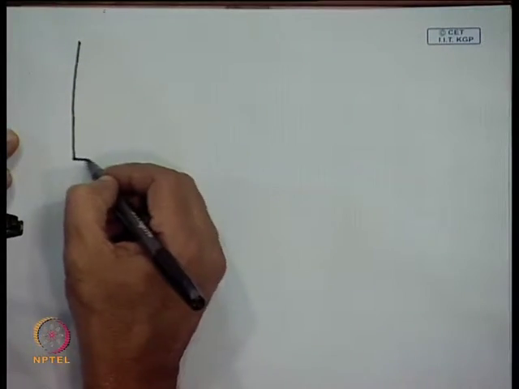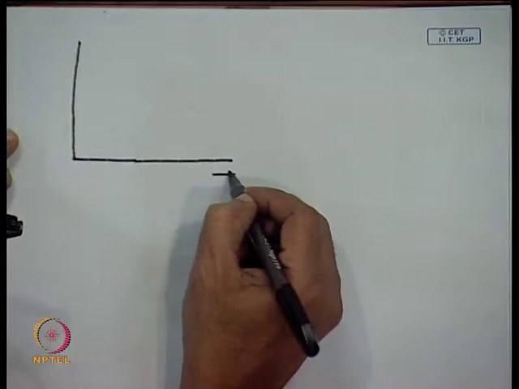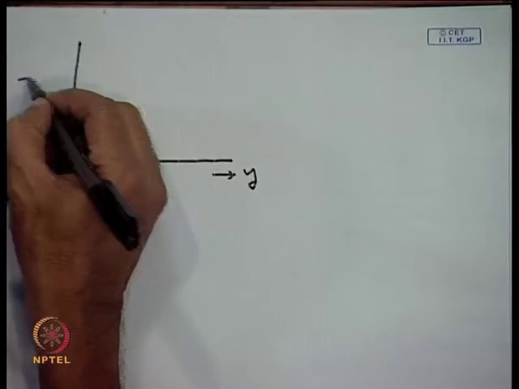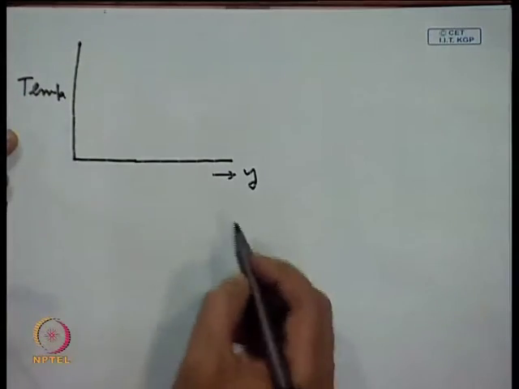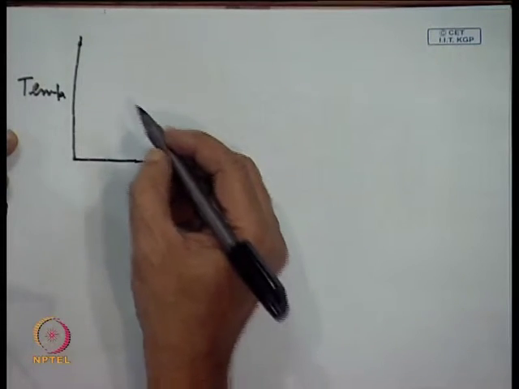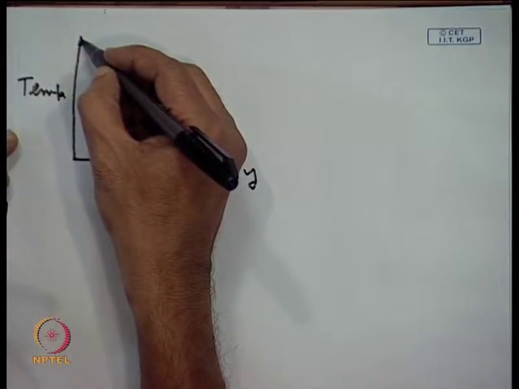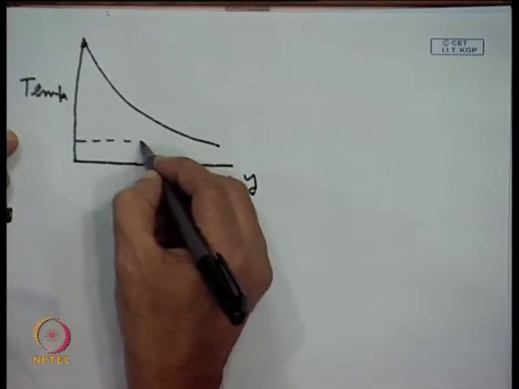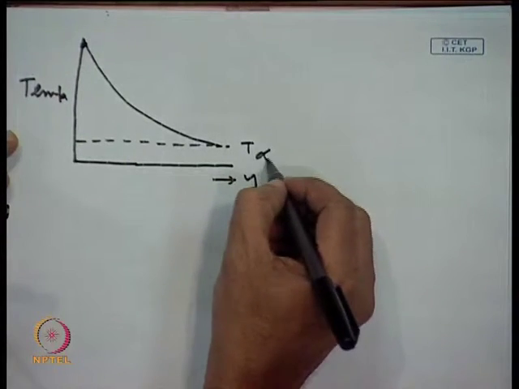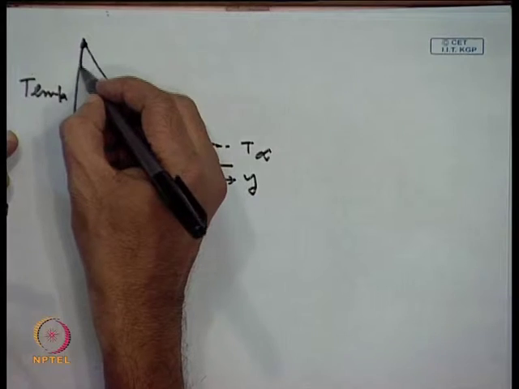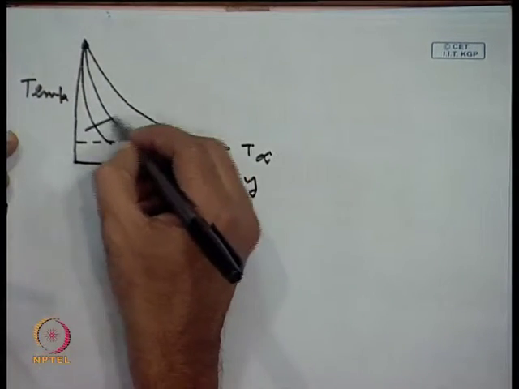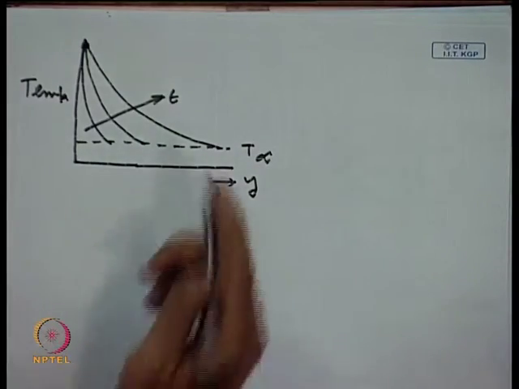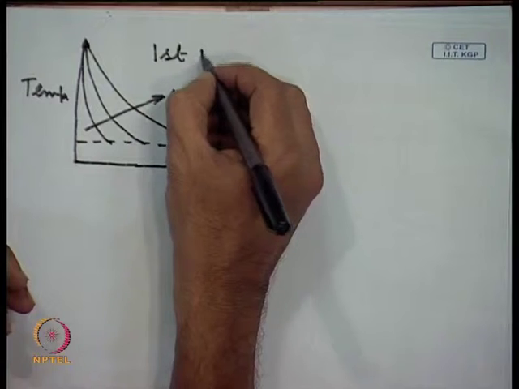First, instead of writing the conjugate error function, let us show what the temperature profile will be during the two phases. This direction is the y direction and this is your temperature as a function of this. The solution will be something like this. This is your T infinity, and on this side time increases. So, this is for the first phase, already this type of diagram I have shown earlier.